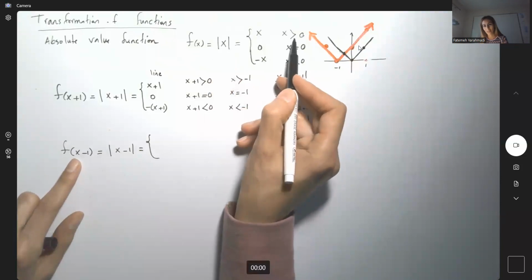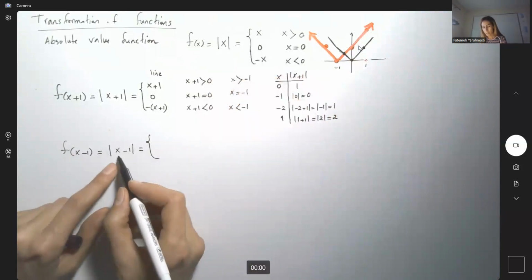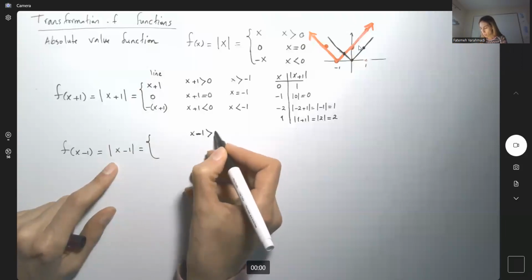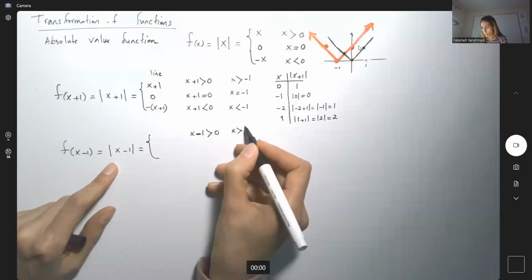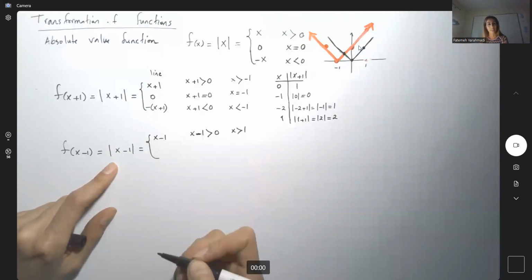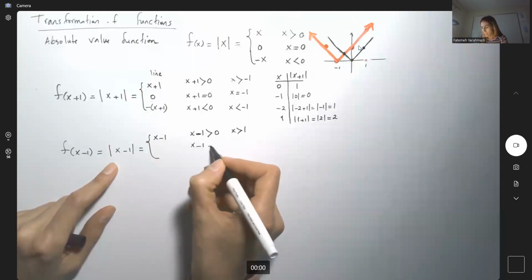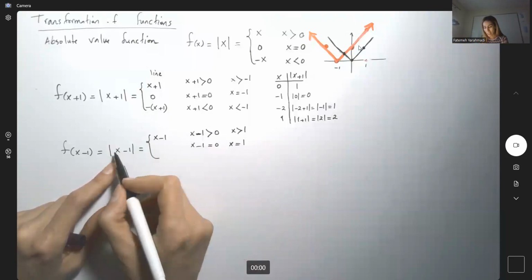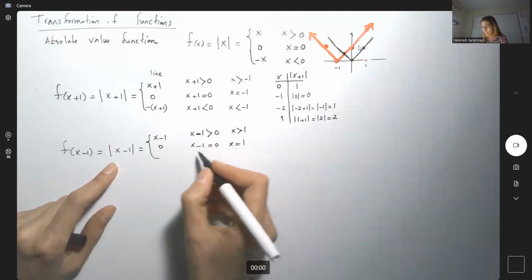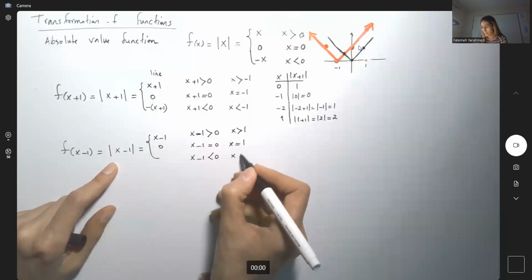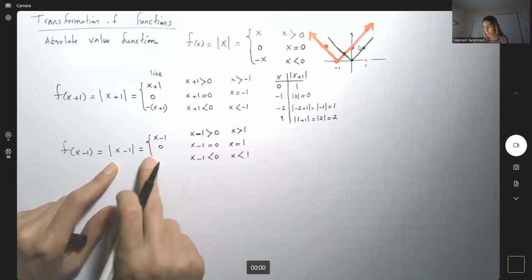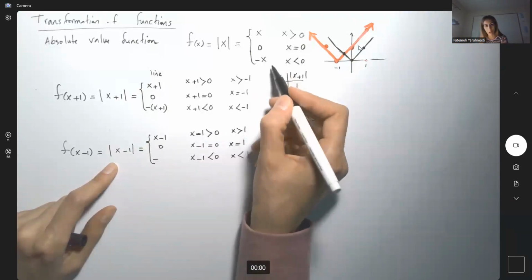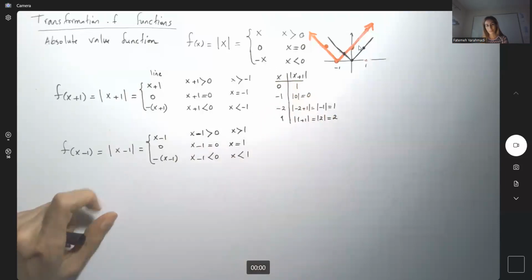If the quantity is positive, you get that quantity back. The quantity is x minus 1. So if x minus 1 is positive, or if x is more than 1, I get this line x minus 1. If x minus 1 is equal to 0, or if x is 1, I get 0 back. And if x minus 1 is less than 0, if x is less than 1, I get this minus sign in front of the quantity, whatever that quantity is, x minus 1.